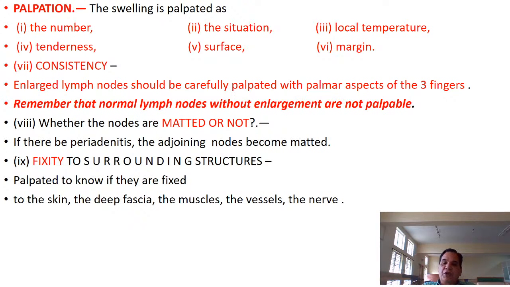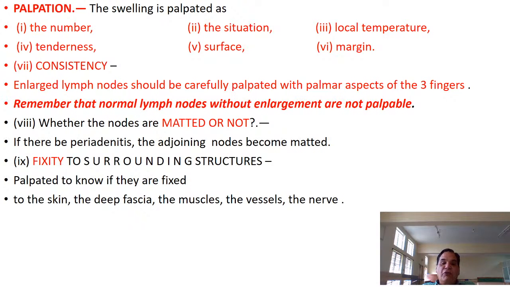Number, situation, local temperature, tenderness, how is the surface, and again the margin. You are examining it as a lump, but you must call it a lymph node. Most important, you have to palpate them for matting. If two lymph nodes are touching each other and difficult to separate, they are called a matted lymph node. Matting occurs because of periadenitis, that means inflammation of the cover of the lymph node. That is why adjoining lymph nodes become matted, and this characteristic is most common in tuberculosis.